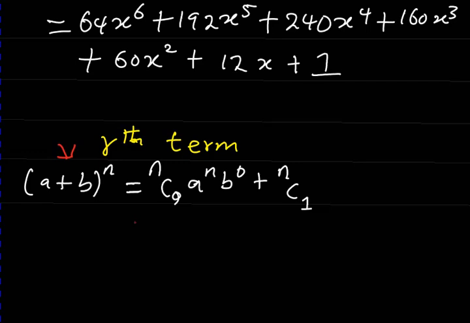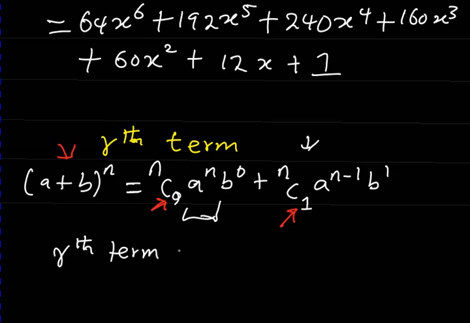Then the second term, instead of being n combination 2, is n combination 1. So you now discover that this particular number here is always 1 less than the term number. This term is 1, but what I have here is 0. This term is 2, but what I have is 1. So this is going to be n combination 1, then a raised to the power n minus 1, then of course b raised to the power 1.